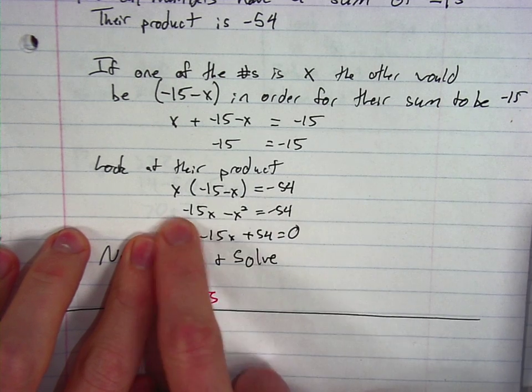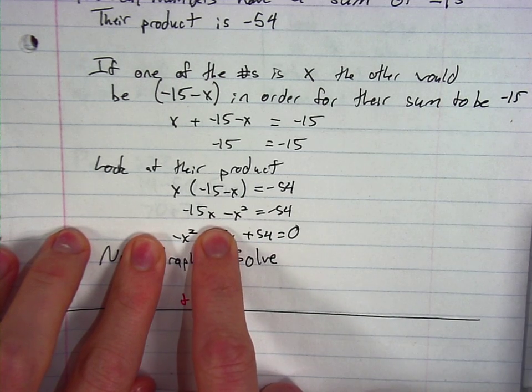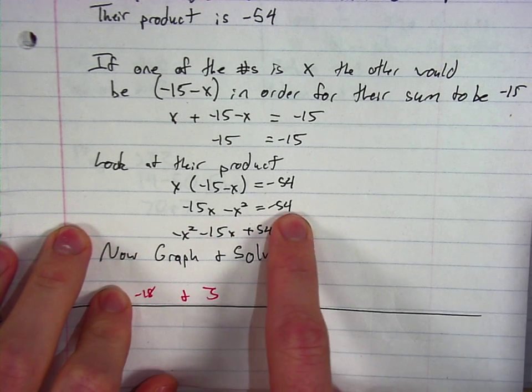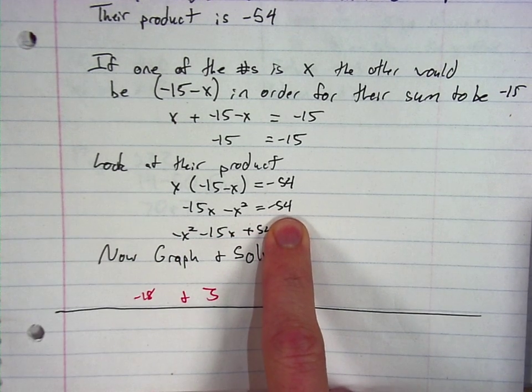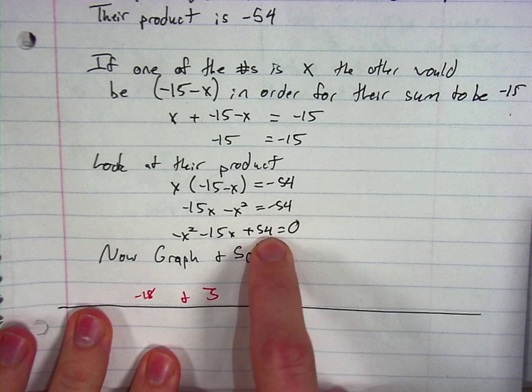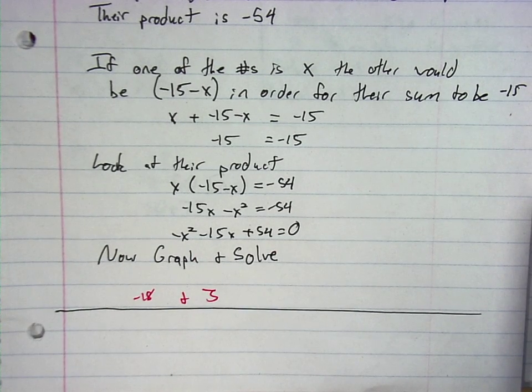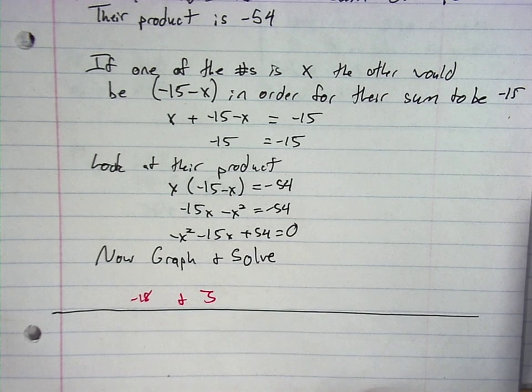Distribute my x. Okay? And I'm going to rearrange because I want that x squared in the front, and I don't want anything on the other side. So this -54, I'm going to add 54 to both sides. Alright, and I'll have that nice equation ready to type in and graph. And what would happen here, I'm going to get -18 and 3, you can see.